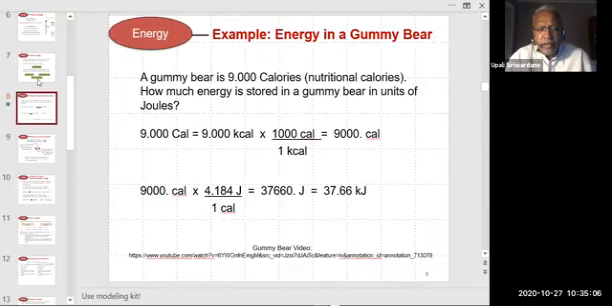So we convert dietary calories. Nutritional calories are different. They are equal to kcals, 9 kcals. So really 9,000 calories are in a gummy bear, real calories. Then when you convert that 9,000 real calories through the conversion factor, we get 37,660 joules or 37.66 kilojoules. We use the factor label method for conversions as shown here.